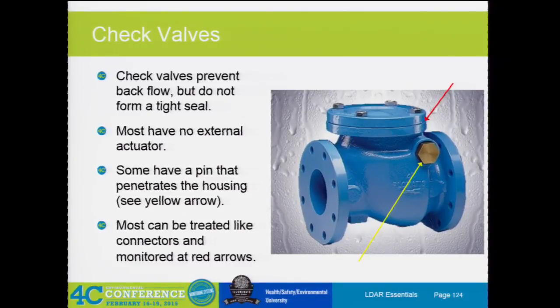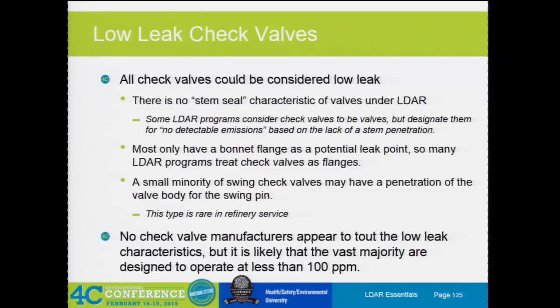Do you guys put them in as NDE as well then? Yeah. Most times you'll never monitor one of those things, but they get treated, like I said, as connectors. He calls them floppers, I guess, which is a rather weird name for a check valve.